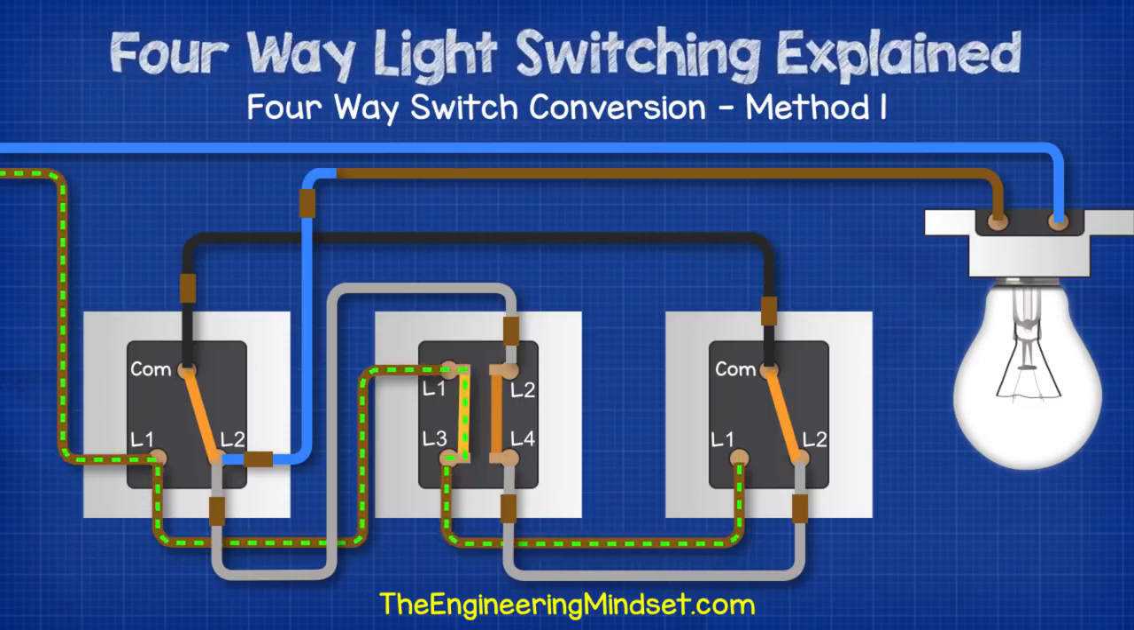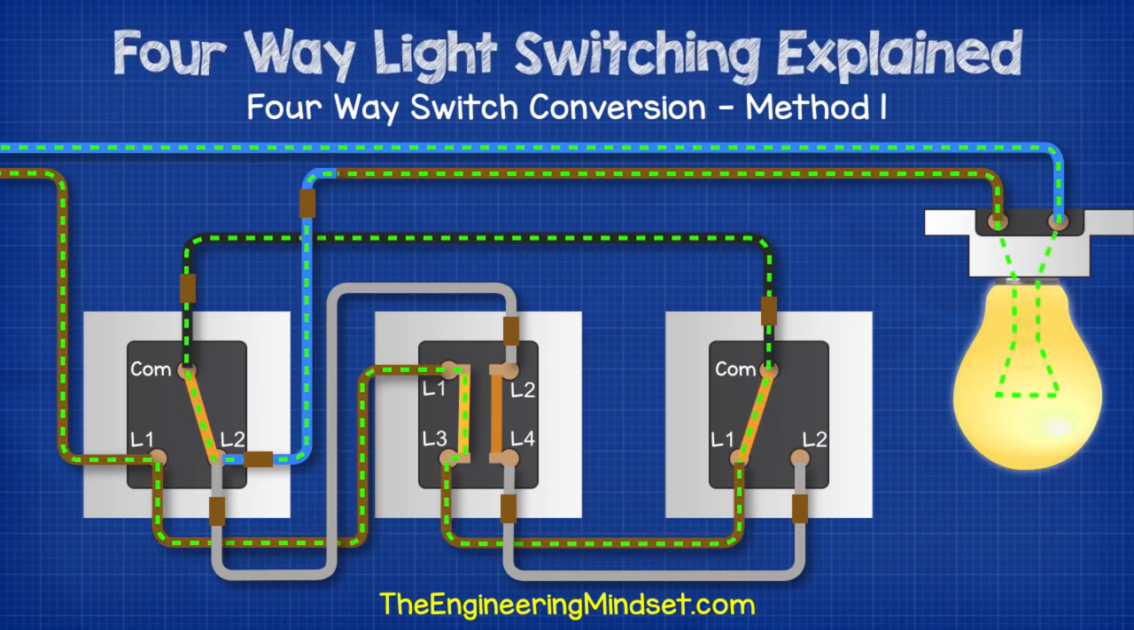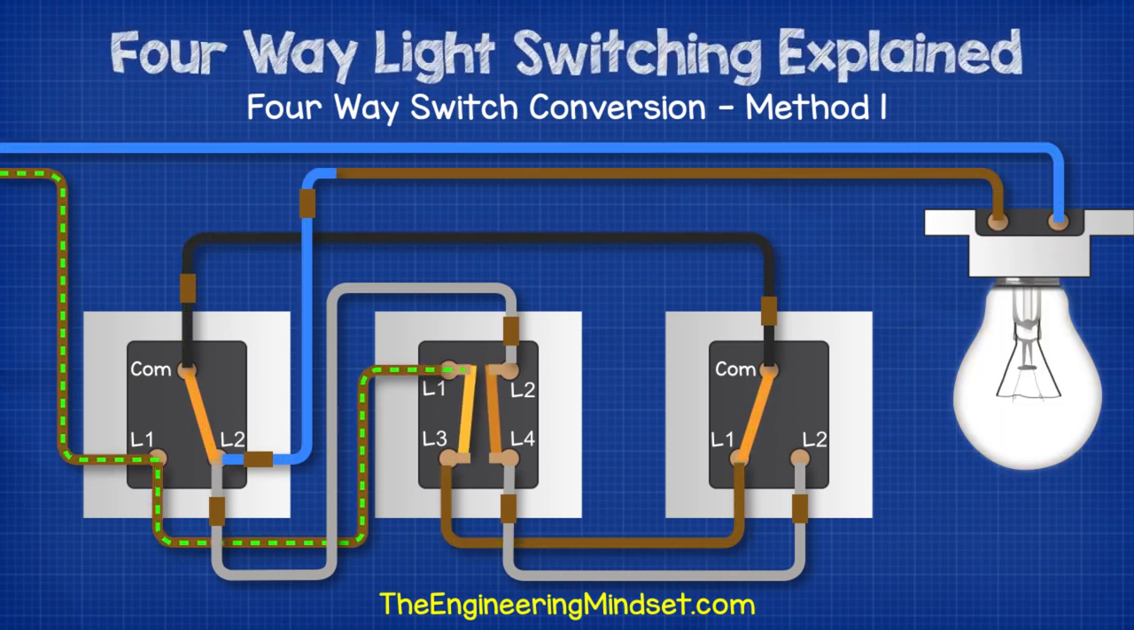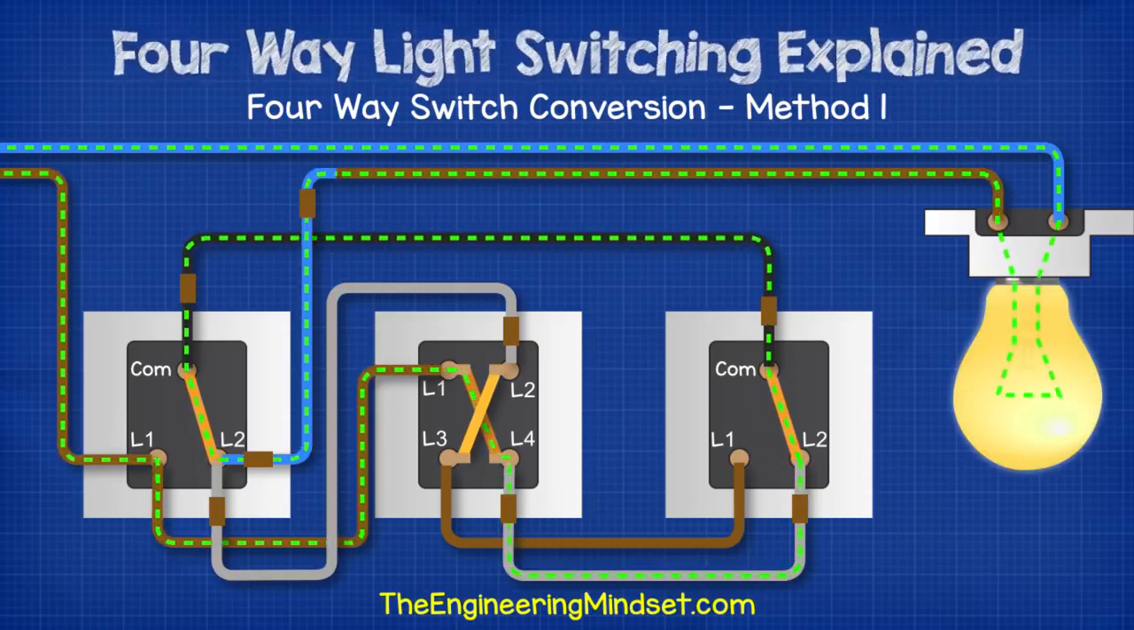When we turn the power on, the electricity passes through switch 1 and 2 and stops at switch 3 because the circuit is broken. If we flip switch 3, we make the circuit and the lamp turns on. If we flip switch 2, then we break the circuit and the lamp is off. If we flip switch 3, we make the circuit again.